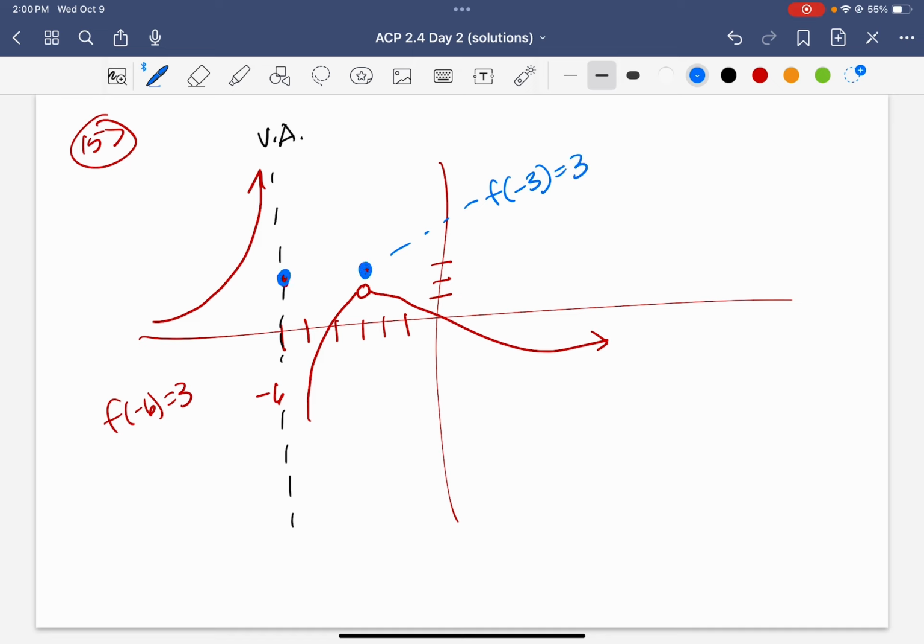Okay. Cool, so that's 157. Then we got to do 170.